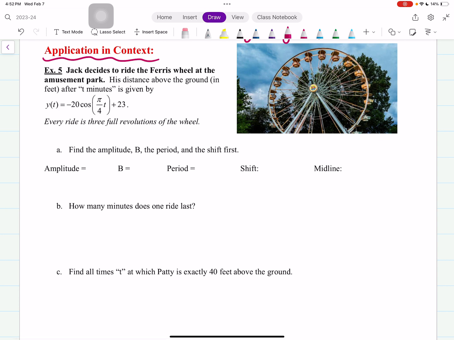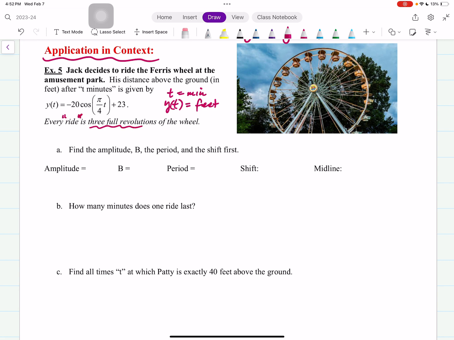This deals with a Ferris wheel. Jack decides to ride a Ferris wheel at the amusement park. His distance above the ground in feet after t minutes is given by the following function. Already I know that time is in minutes, and my function y of t is in feet. So I know my units of time and distance. Every ride is 3 full rides or 3 full revolutions of the wheel. So they go around 3 times. Keep that in mind as well.